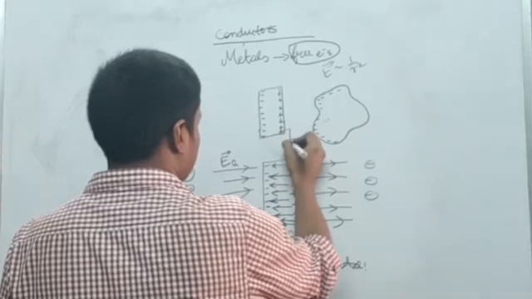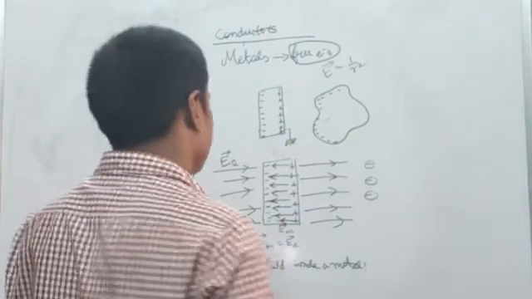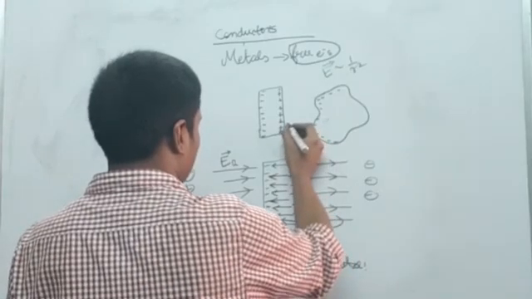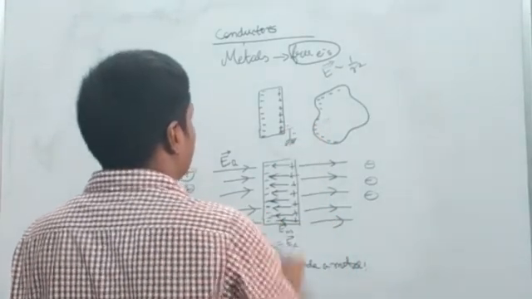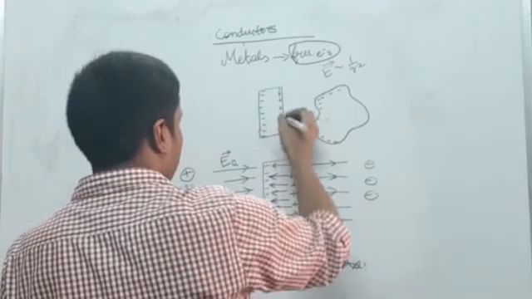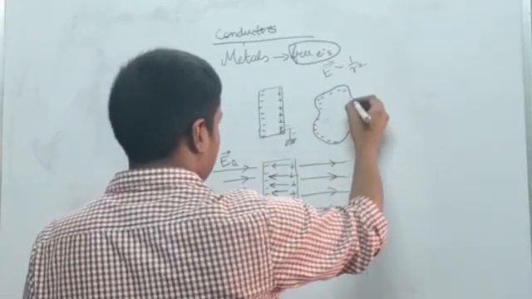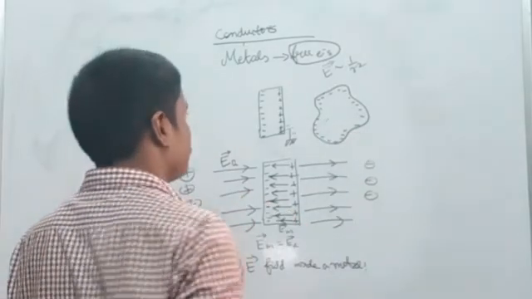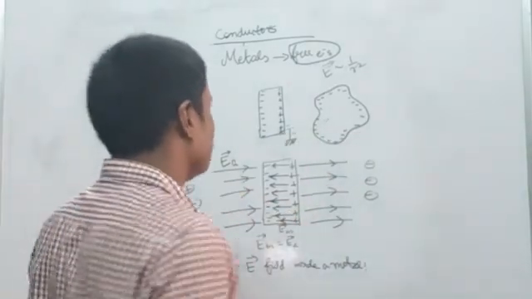What you can do is ground this metal, ground this side. Electrons flow in from the earth and neutralize the charges here. So in the end, you're left with just negative charges distributed on the surface.